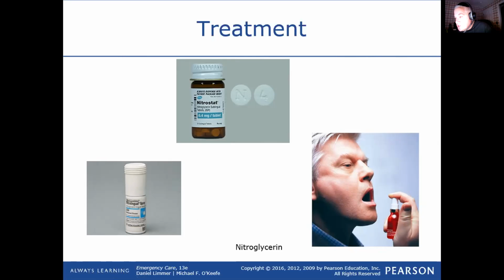Nitroglycerin is what we call a sublingual, under the tongue administration. So these tablets are placed under the tongue, okay, or the spray is sprayed under the tongue. And the reason it goes under the tongue is there's lots of blood vessels under the tongue, and they rapidly absorb the nitroglycerin, and it goes to work pretty quickly. So it's a quick, simple way of giving it, much quicker than them swallowing it.